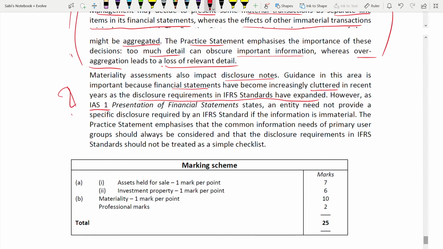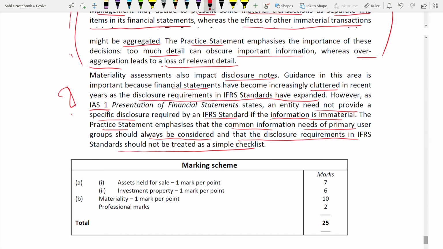However, IAS 1 also talks about presentation of financial statements. What do they say? They state that an entity need not provide a specific disclosure required by an IFRS standard if the information is not material. That's what IAS 1 says. Even if information is required by an IFRS standard, you don't have to disclose it if it's not material. And the practice statement says that the common information needs of primary user groups should always be considered and that disclosure requirements in IFRS standards should not be treated as a simple checklist. That means you don't just tick by looking at the disclosure requirements in the IFRS standard. This you need to disclose, tick. This you need to disclose, tick. No. The practice statement says importance has to be given to that also.